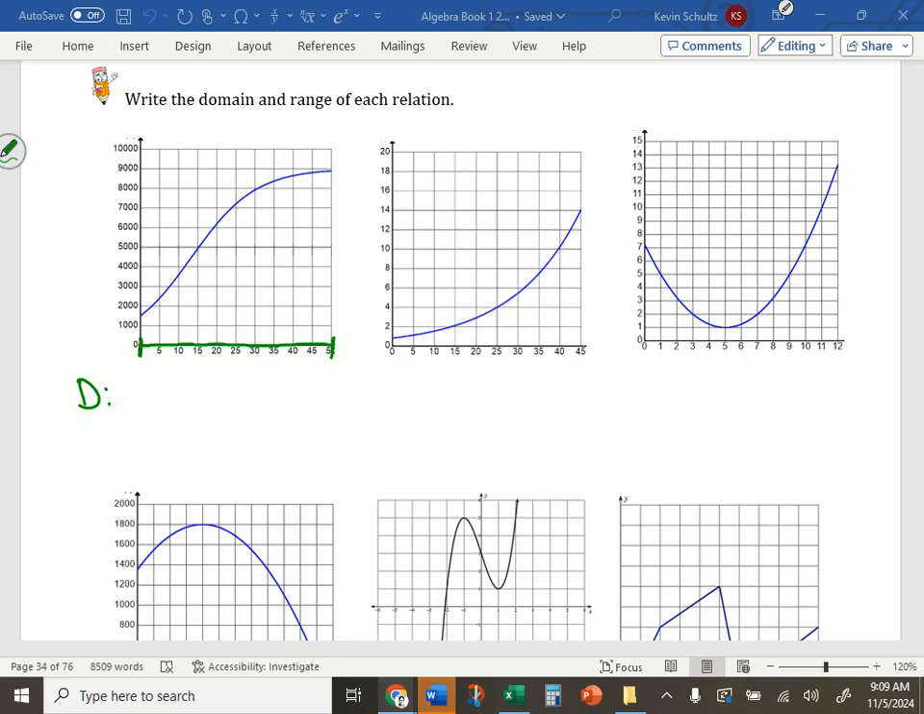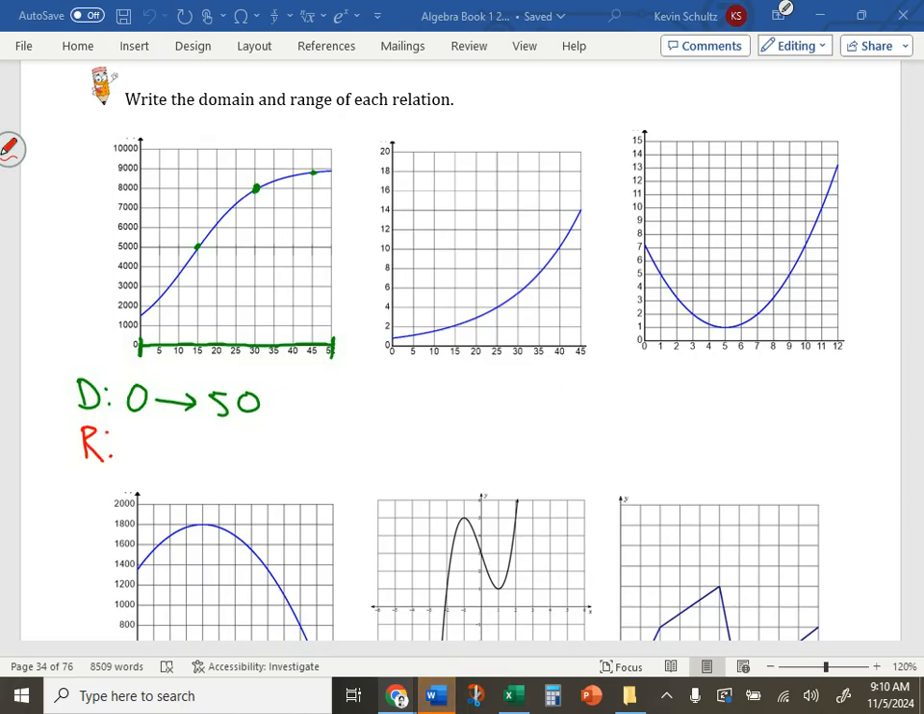Where is 30 used? 30 is used right here. Where is 15 used? 15 is used right there. Where is 45 used? 45 is used right there, right? Every x value is used somewhere. Therefore, everything from 0 to 50 is part of the domain. Everyone see how I got that? Okay? On the y-axis, it might be a little bit of estimation here.